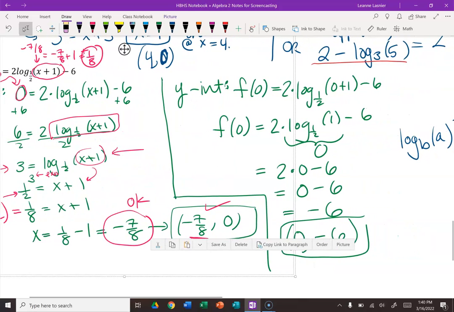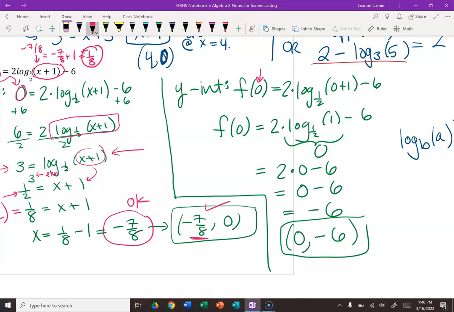Okay, and then for the y-intercept, this is where you plug in 0 for x in your equation. So you get 2 times log base 1/2 of 1, minus 6. But we can evaluate this log because we know that if you take 1/2 and raise it to the power of 0, that would equal 1, right? The thing inside the log is the answer. So 1/2 to the power of 0 is 1. Therefore, this whole entire log is just equal to that exponent of 0. So the whole thing is 0. So then you just have 2 times 0, which is 0, and then minus 6 is -6. So that was our y-intercept for the last one.